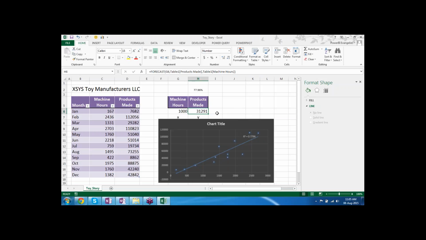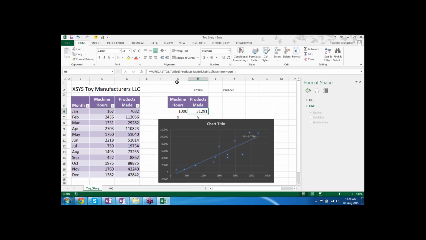To tell my friend how many products he can make, we have to do some very little calculation. First of all, we have to find out the variance. What is variance? Suppose I'm sure that this 31291 products will not be made. Either he will make less or he will make more. Now, how many products he will make less or more? So what is the variance? The variance is decided by this particular 77.96.